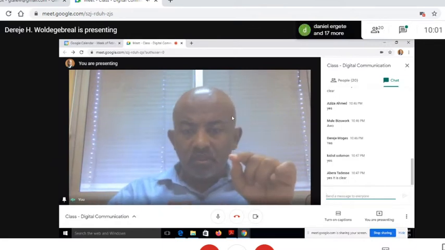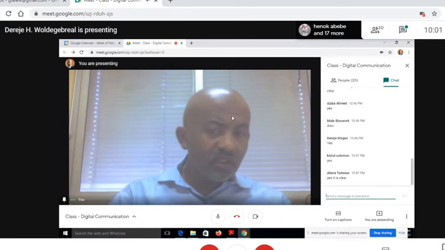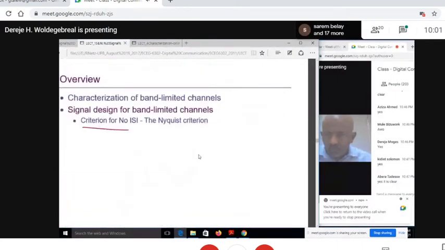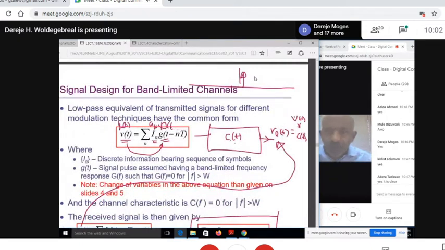The damage can be reduced if we think about it carefully; it is about reducing the damage, not about making it not exist. This is the main idea. Now, signal design for band limited channels. Well, there is a very compact and elegant criterion that indicates how we can minimize the effect of ISI. There is a specific criterion called the Nyquist criterion, which we will be looking at next.